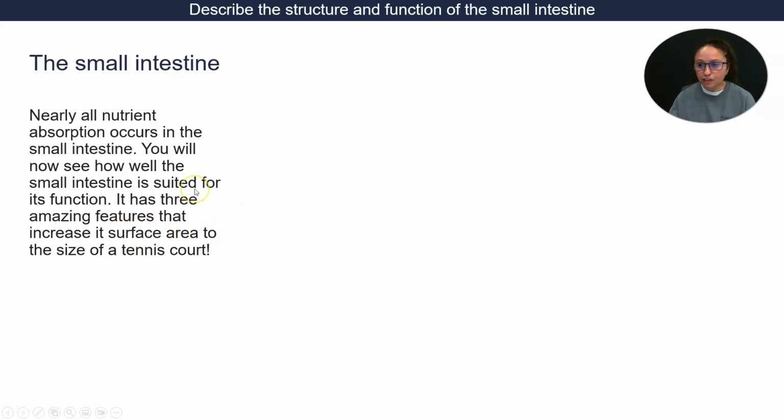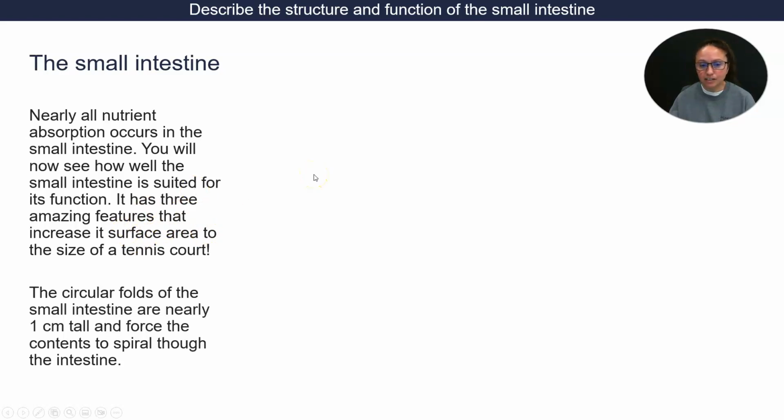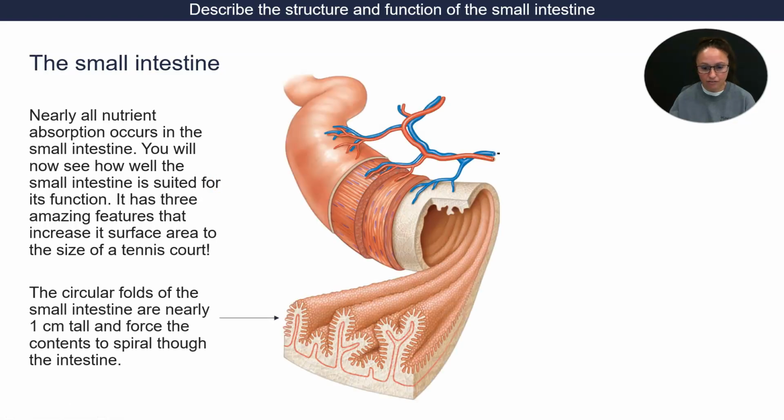So it's got 3 features that increase its surface area massively. Now let's have a look at the first feature. The first feature is that the small intestine has these folds. Look at them, 1, 2, 3. See these big folds? Yeah?